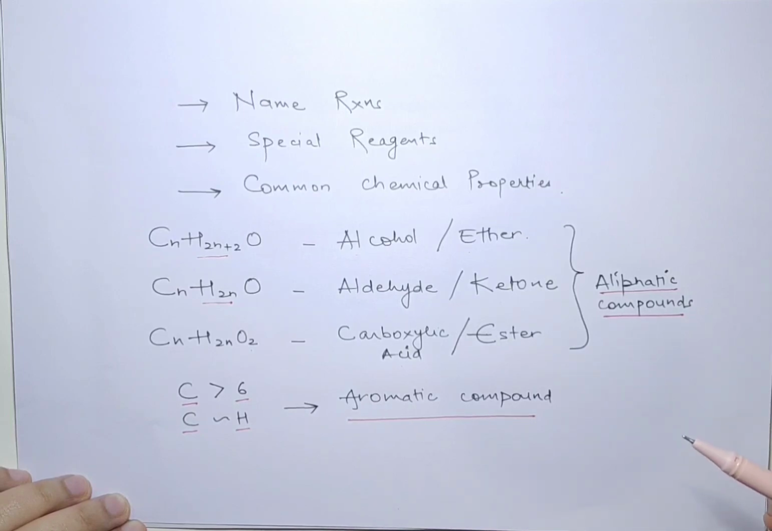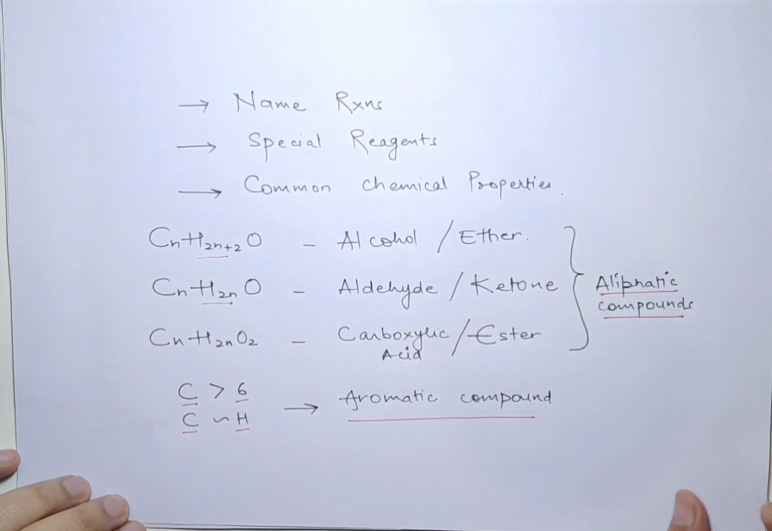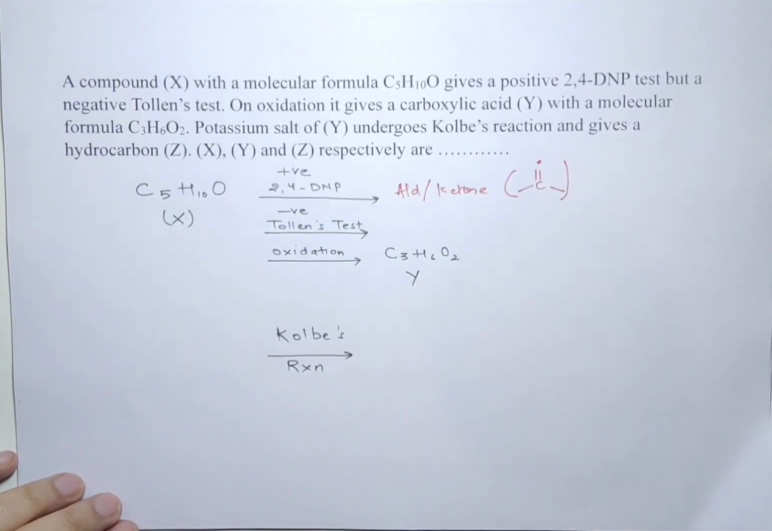How do you know if your compound is aromatic or if it has a benzene ring? So if your number of carbon atoms are more than 6 and number of carbon atoms and hydrogen atoms are more or less equal, then that gives you a very strong clue that it has a benzene ring involved. Okay, if you are clear about that, we can start.